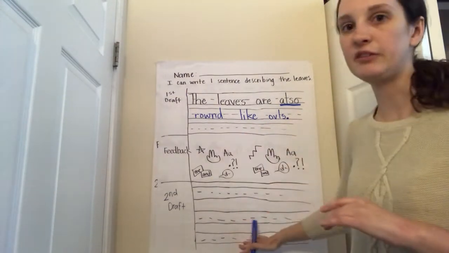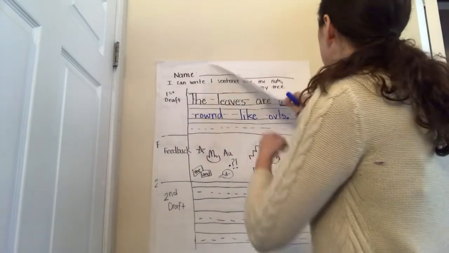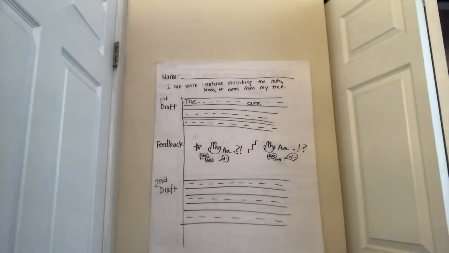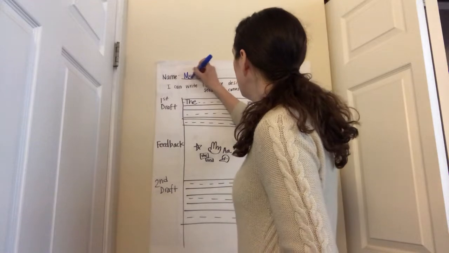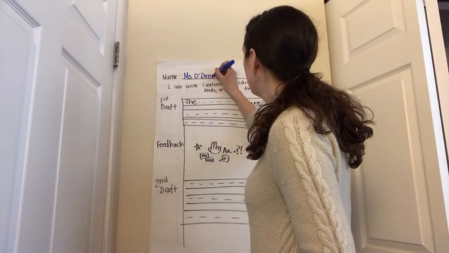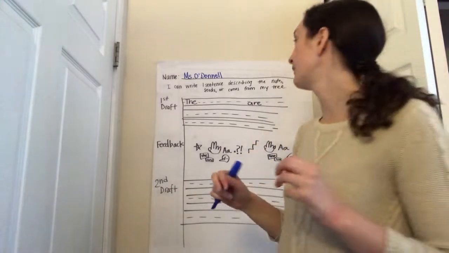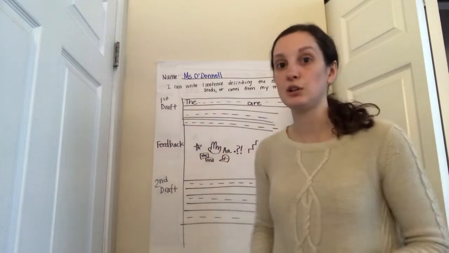And we'll come back to the feedback and the second draft in tomorrow's lesson. All right, let's move on to the next one. I can write one sentence describing the nuts, seeds, or cones from my tree. So in this one, last week you had all of the words nuts, seeds, and cones, and you circled one of them. Today I left that part blank for you to fill in.